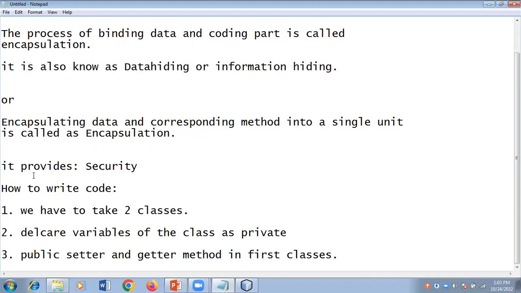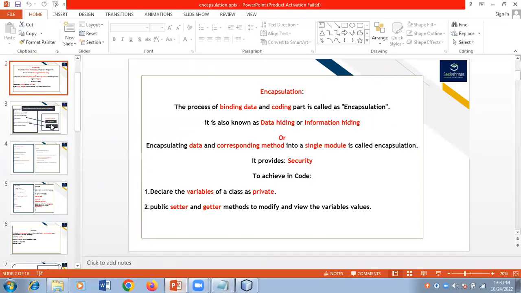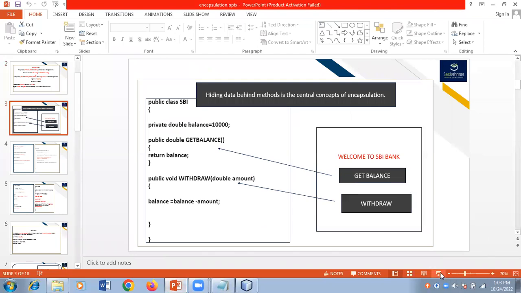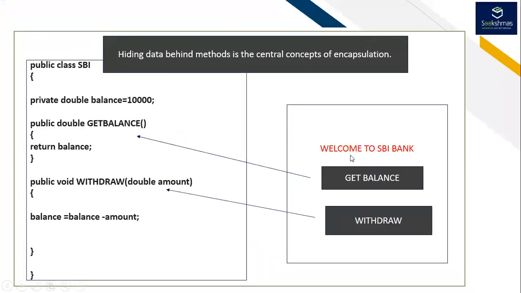Now the next thing is how it provides security. I have made a slide to show you. When you go to the bank and click on withdraw or get balance, the corresponding code is not visible to the user. How exactly the code is written inside get balance and withdraw is not visible to the user. Only the user interface is visible to the user, right?